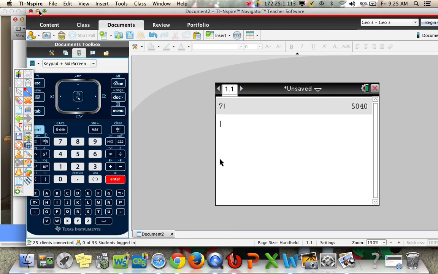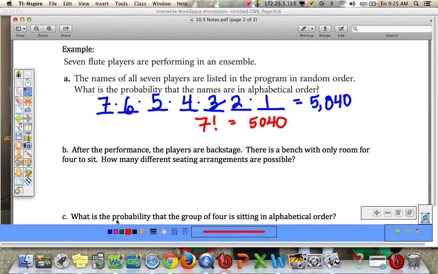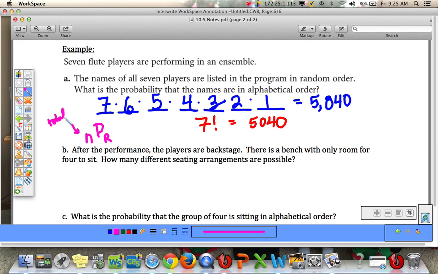Another way we can do this is using the permutation. In our permutation, we have this thing called NPR. N is the total number of things, and R is how many you're choosing out of. So this is 7P7. In our calculator here, we will use the permutation button.